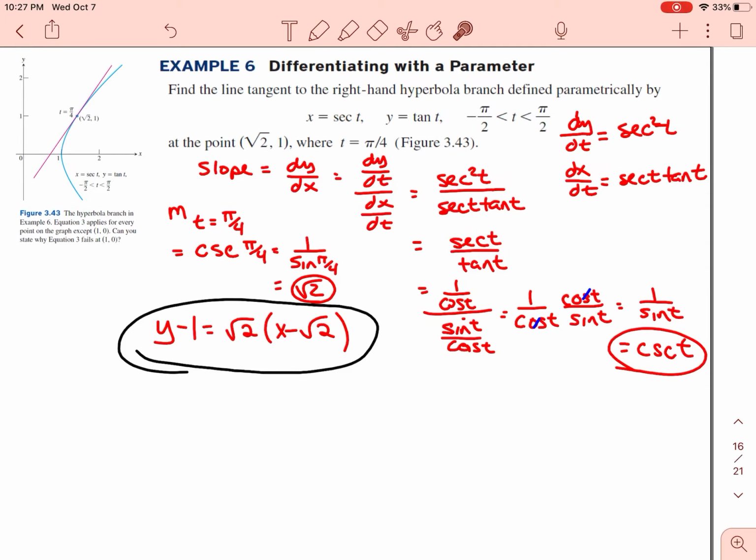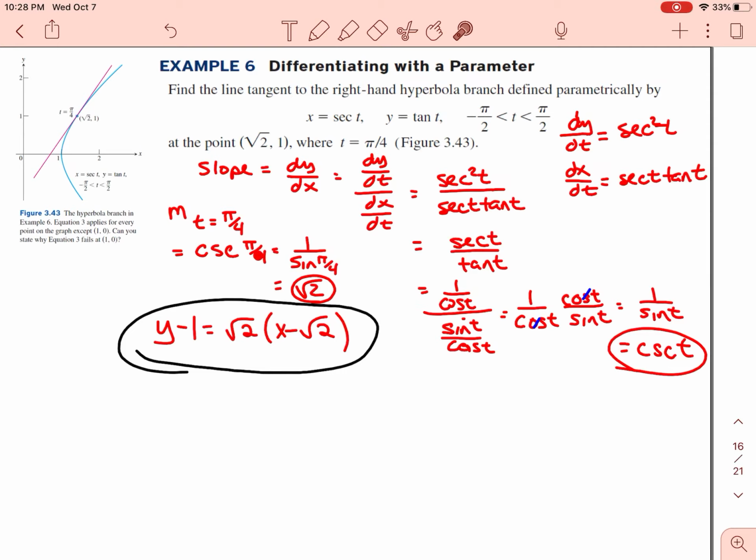Secant t is 1 over cosine t. Tangent is sine t over cosine t. You divide by a fraction, you multiply by the reciprocal, cosine over sine. The cosines cancel. You're left with 1 over sine of t, which is equal to the cosecant of t. We're trying to find the slope at t equal pi over 4. So since this is dy/dx, we started out with dy/dx. When we got all the way to here, dy/dx is cosecant of t.